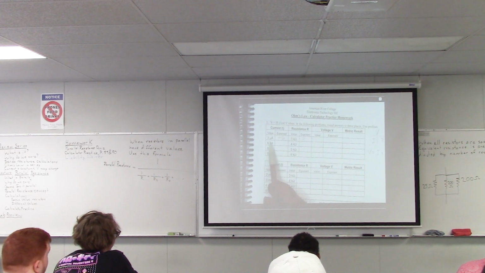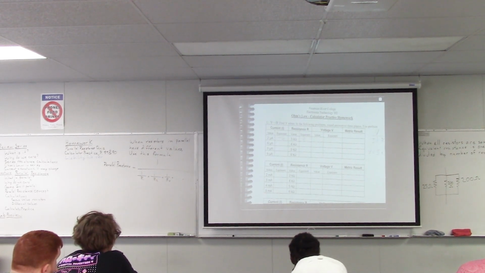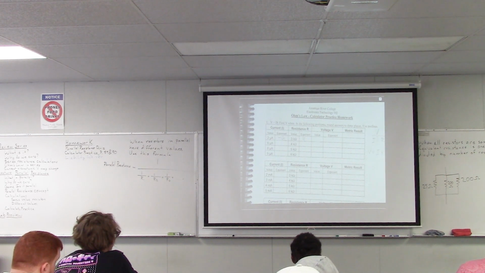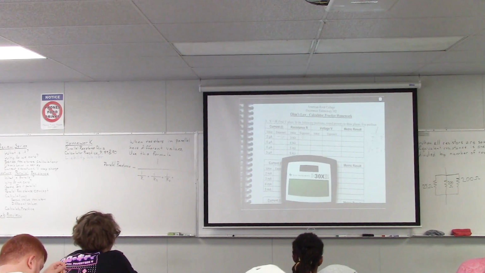But we can't just multiply 2 times 3 and say that it's 6 volts, because it's not just 2 amps, it's 2 microamps, and it's not just 3 ohms, it's 3 kiloohms. So what we need to do is use our calculator to help us out here.